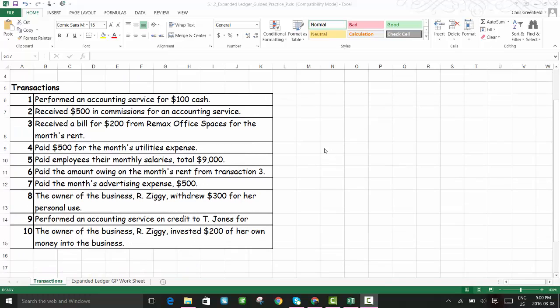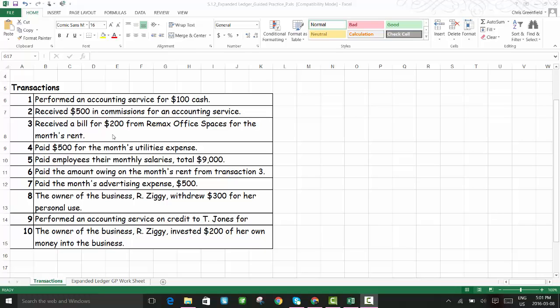So what we're going to do in this activity is we've got 10 transactions here, and I'm going to work through the first 5 with you, and then your completion task will be to do the second set of 5 and then submit them to the appropriate Dropbox. So those are our transactions.